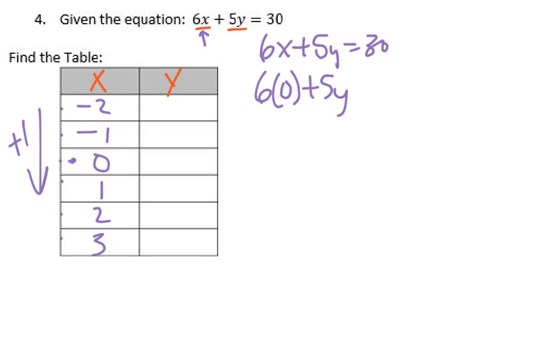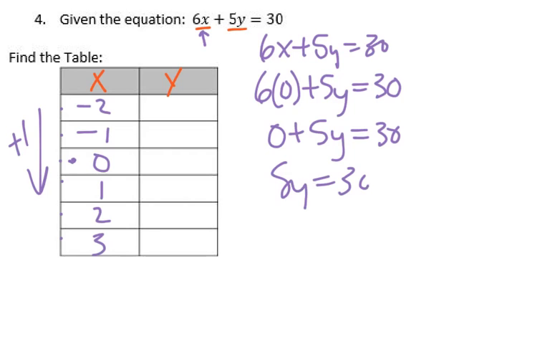I can plug in 0 for x and figure out what's the corresponding y value for that. 0 plus 5y equals 30, so 5y equals 30. And yes, that is a 5, not an s. Divide by 5, and y equals 6. Okay, that would be my y-intercept.